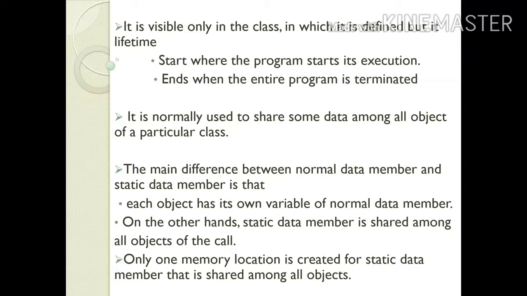The main difference between a normal data member and a static data member is that each object has its own variable of a normal data member. On the other hand, a static data member is shared among all objects of the class. Only one memory location is created for a static data member that is shared among all objects.